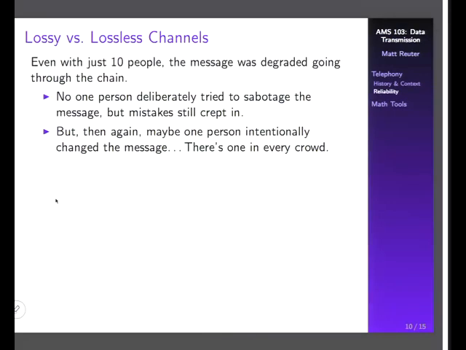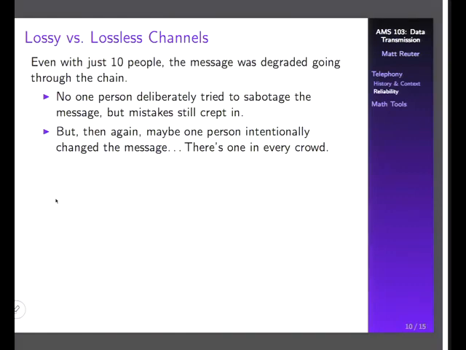But the idea here is, even with just 10 people, and I realize we had a little bit less than 10 people here, the message got degraded going through the chain. So I'm going to guess by the fact that we actually got something like shoes out at the end, no one actually deliberately tried to mangle the message, although maybe one of you might. I don't know, are you willing to volunteer? Did you intentionally mangle it? You couldn't hear it, good enough.